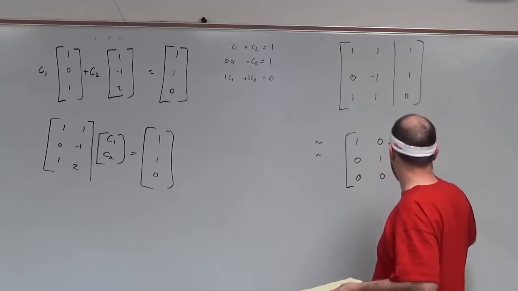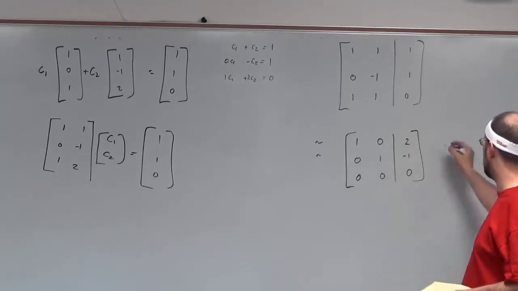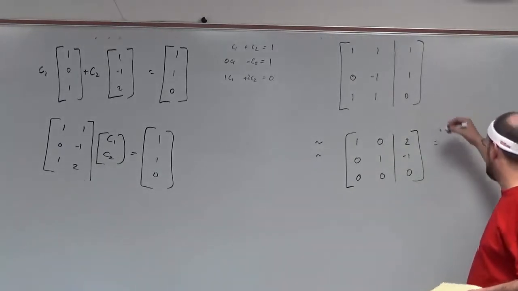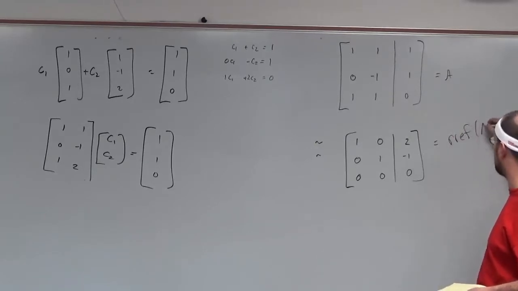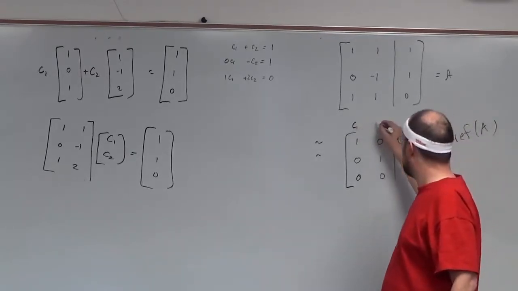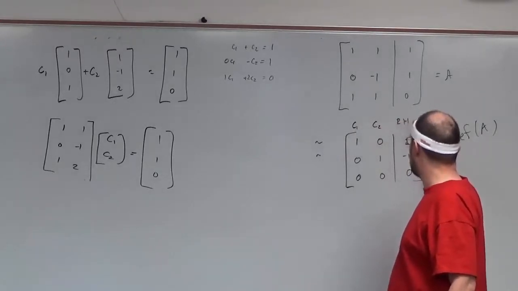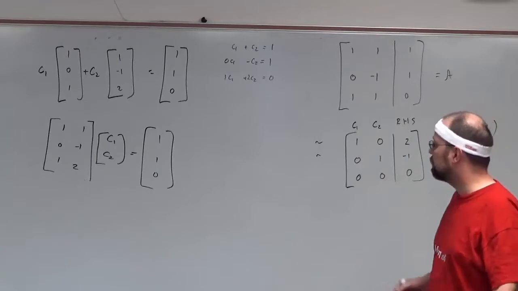In there. That's after row reducing. This is my matrix A, and this is my reduced row echelon form of the matrix. Okay, so I read off the solutions, and this tells me that C1 is equal to 2 and C2 is negative 1.